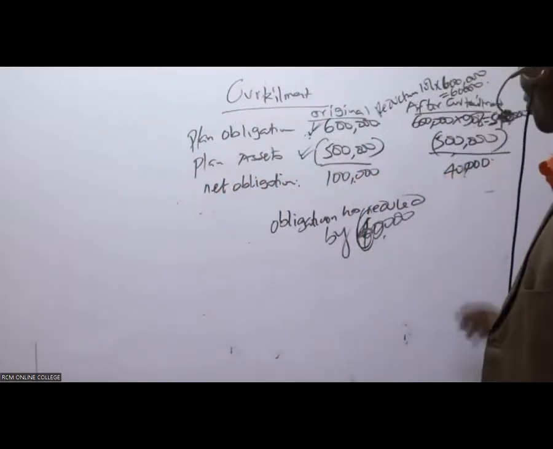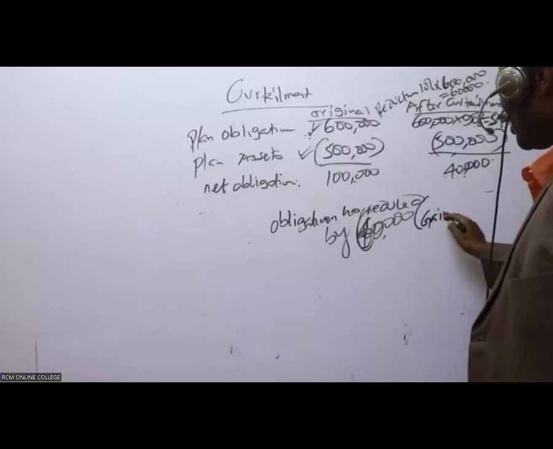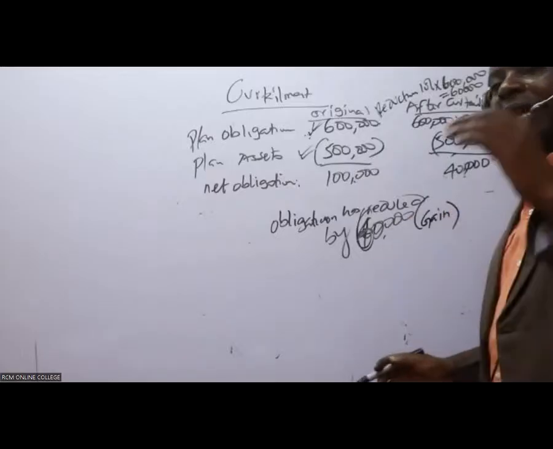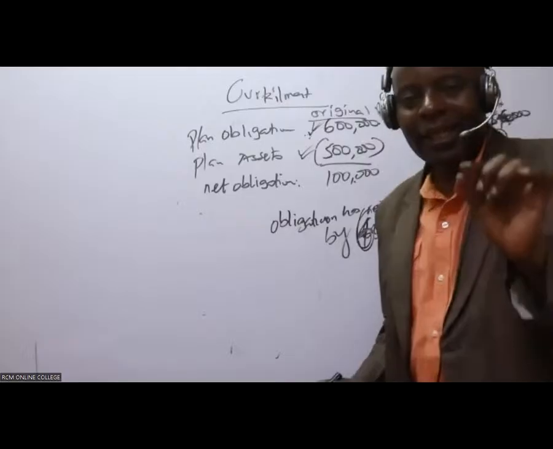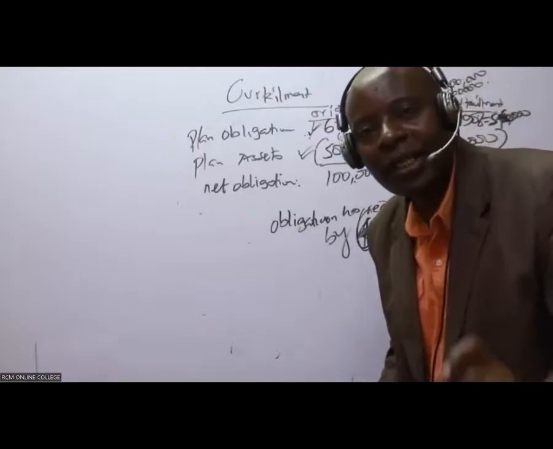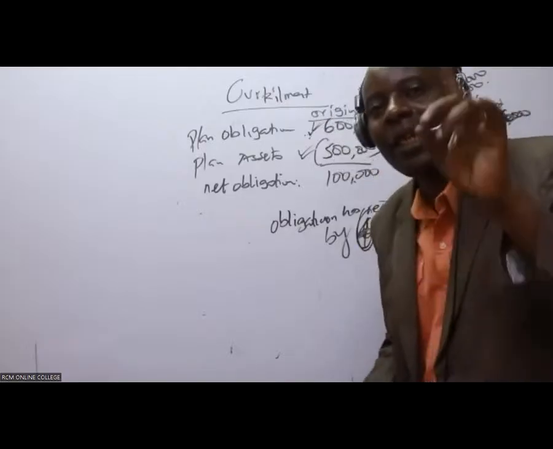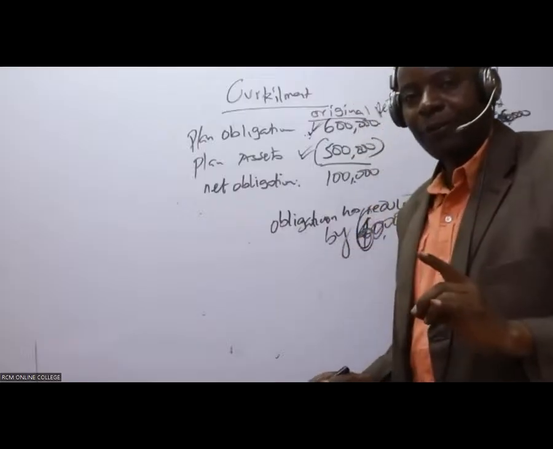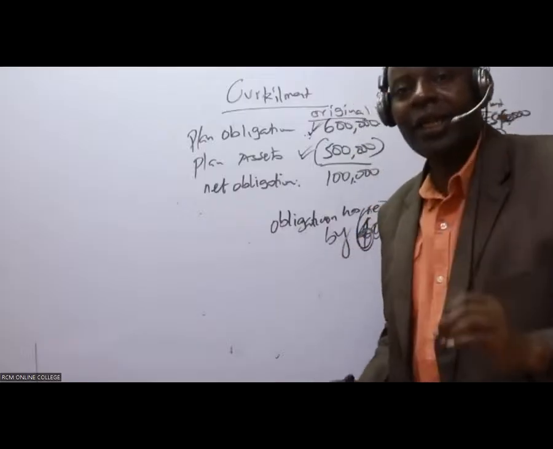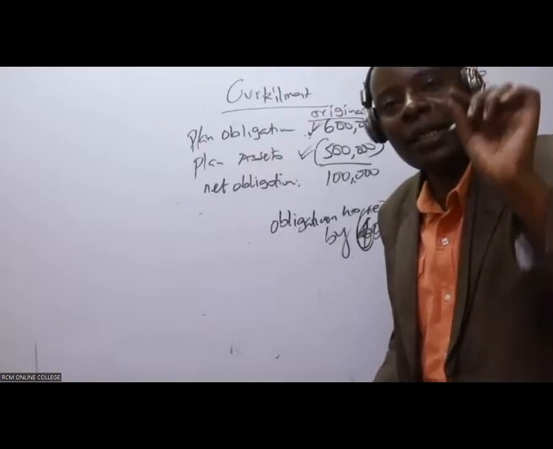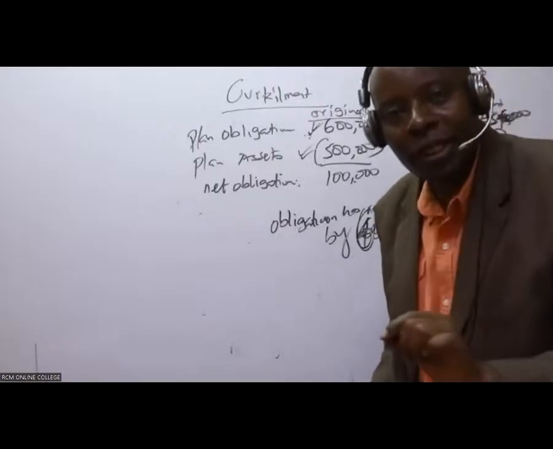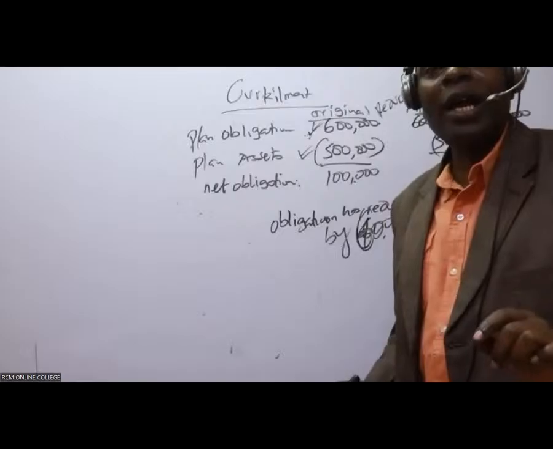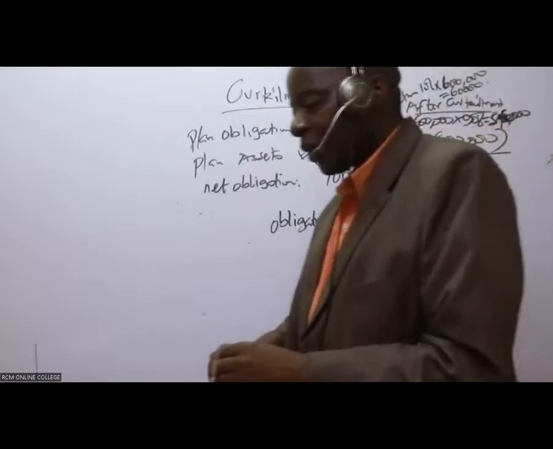Has reduced by 6. And remember, any curtailment gain or losses are normally adjusted in the service cost. I'm repeating again: any curtailment gain or losses here are adjusted where? In the service cost. So you go to the service cost.